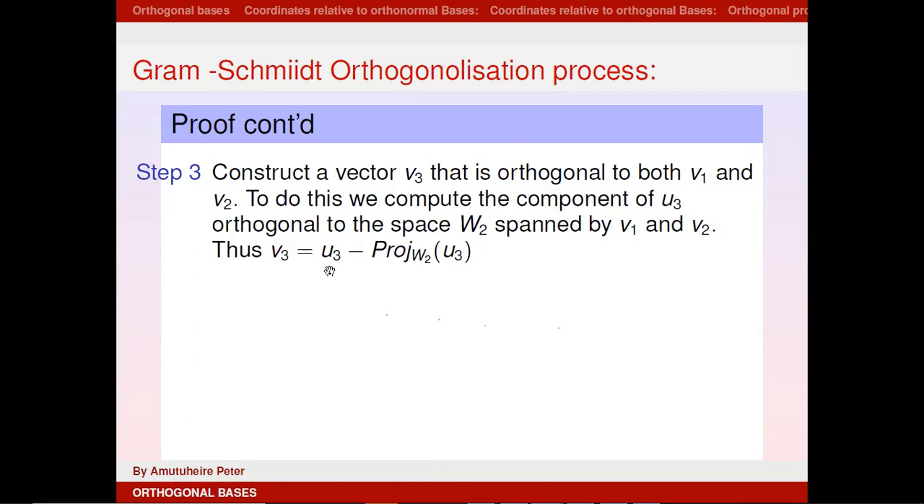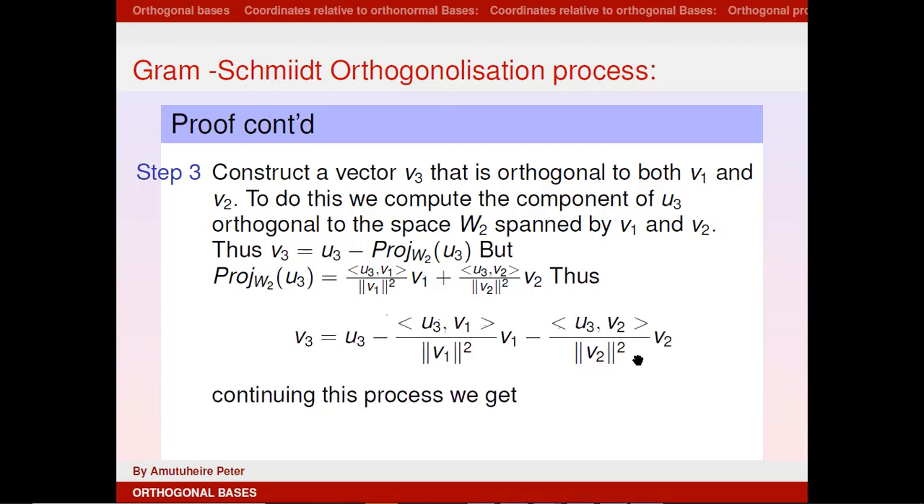So this is how we get the component of U3 by doing that. And we know that it is the component of U3 that is orthogonal to the subspace W2, which is spanned by V1 and V2. So that means that component is got by this formula, and V3 is going to be given by that, and continuing the process, we get even Vn.